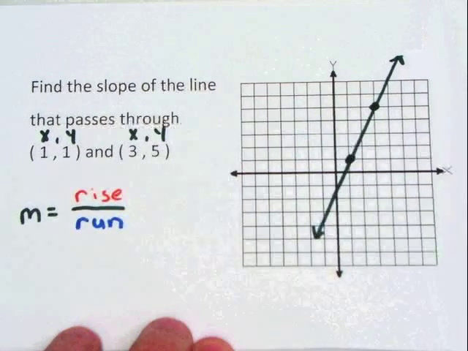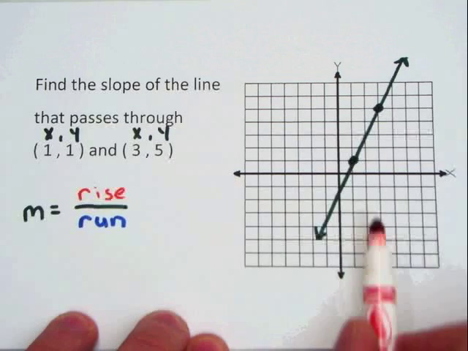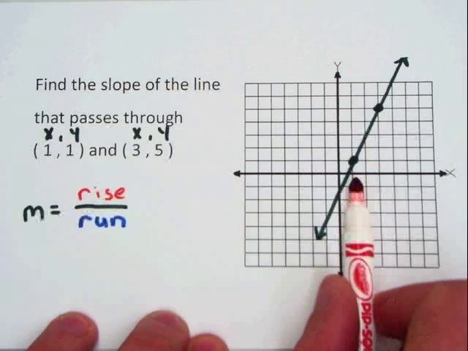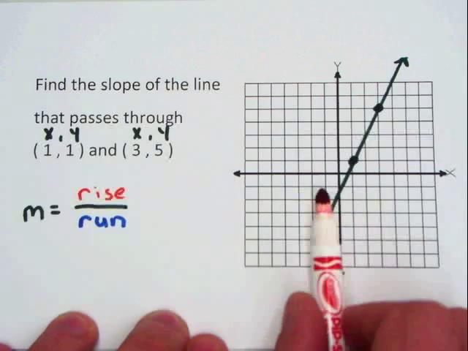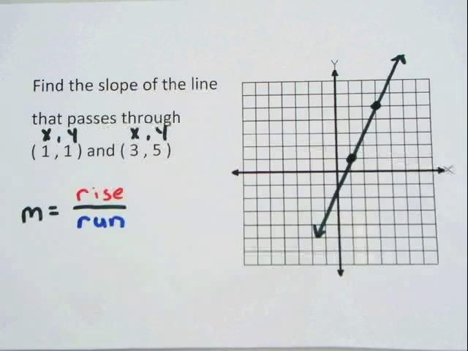Okay, I want to find the slope of that line. My slope equation tells me I need to find the rise over the run. So I want to figure out the rise from one point to the next. The way we do this is we always start with the point on the left-hand side, as we read left to right. So I'm going to start with this point. How much does it rise?